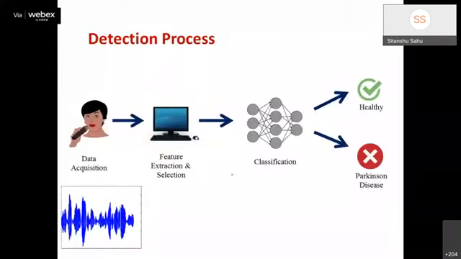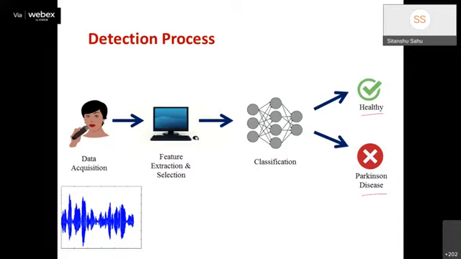The detection process will have a data acquisition system with a microphone. We will have the recording of the speech for a certain duration. Then we extract and select the features of the speech signal, because we can't input the signal directly. It has to extract those features that are actually related to the malfunctioning of speech in Parkinson's disease, right? Then we will model a classifier which will classify whether it is a healthy one or a Parkinson's disease speech, right? Okay, so this is the entire process.